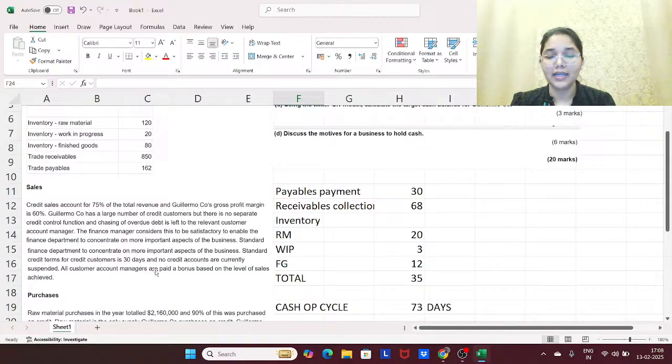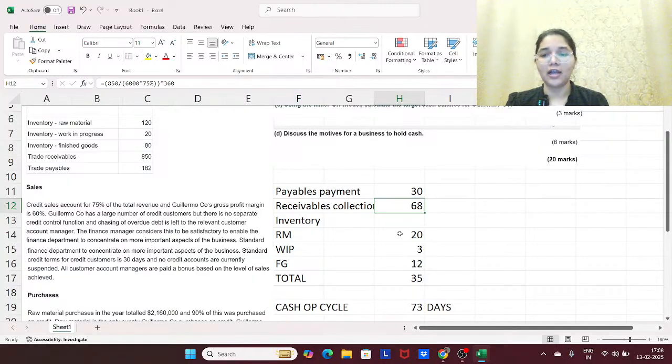They are taking 30 days, the standard terms are 30 and they are taking 68, so that you can link your answer to the scenario. Many times PM and FM students come to me and tell me, ma'am, how are we supposed to link it to the scenario? If we write general answers, we do not end up getting marks. So how exactly do we link our answers to the scenario?